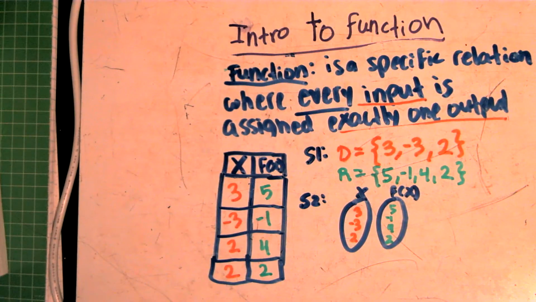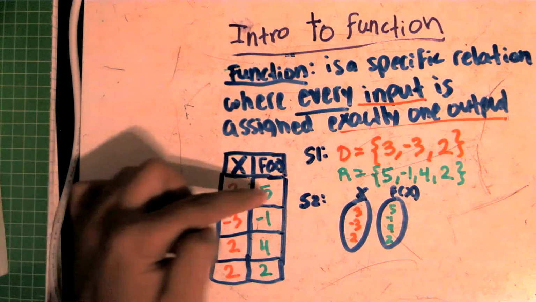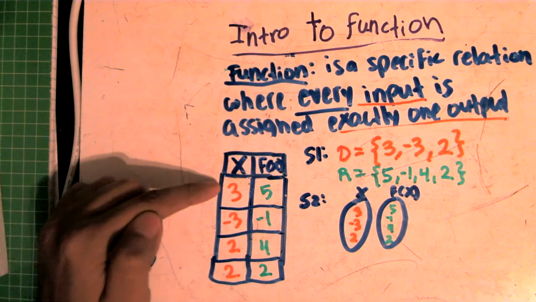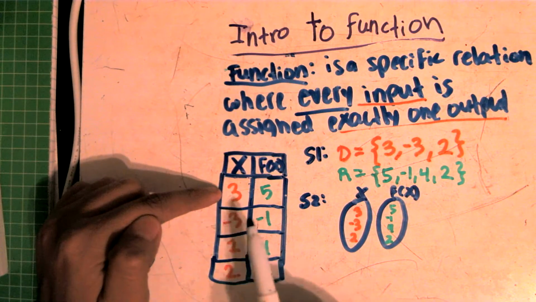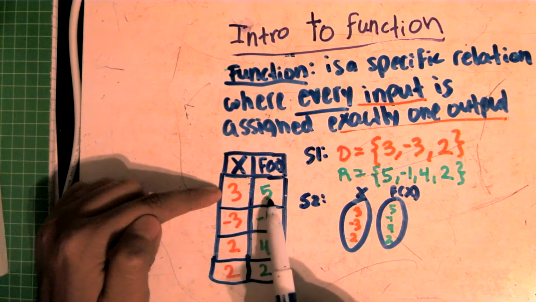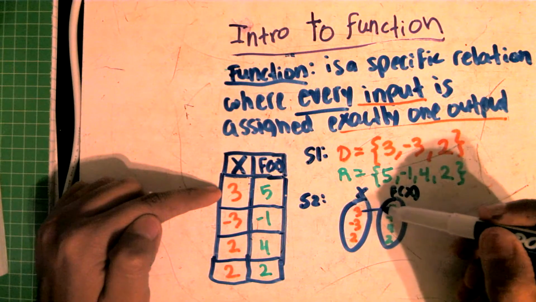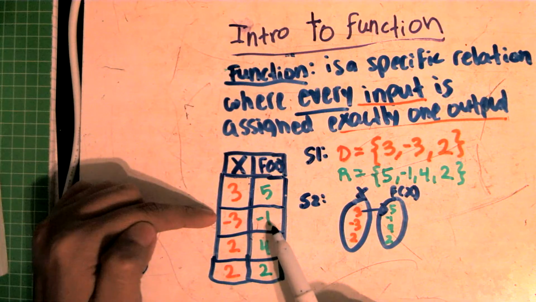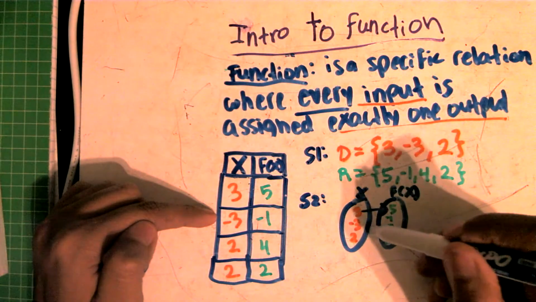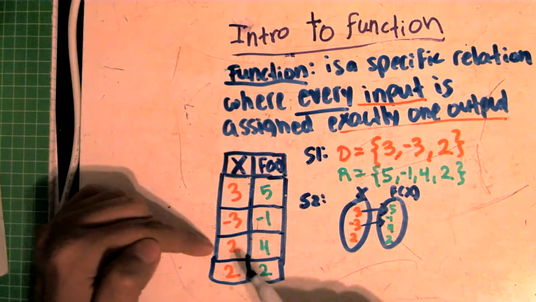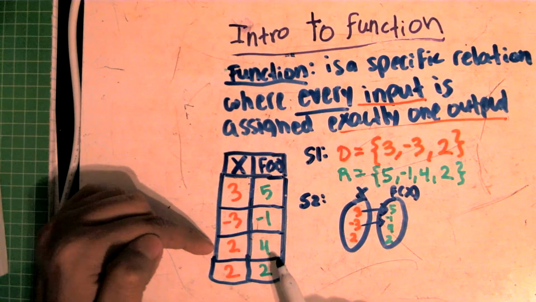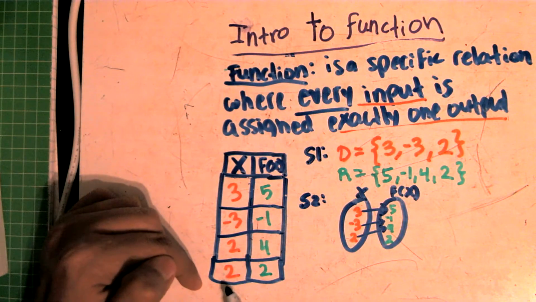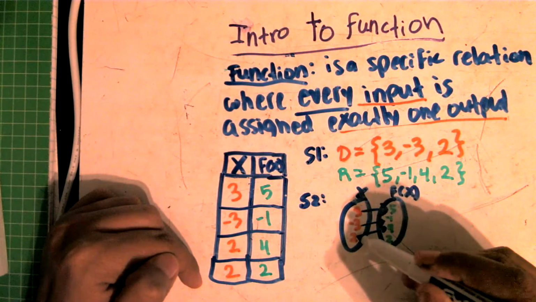And I'm going to look at each pair. Notice there's this first pair, second pair, third pair, fourth pair. X is always the input in my machine. When I input 3 in this relation, 5 is the output, so it's my first arrow. When I input -3 into my relation, -1 comes out. When I input 2, the output 4 comes out. When I input 2, the output 2 comes out.